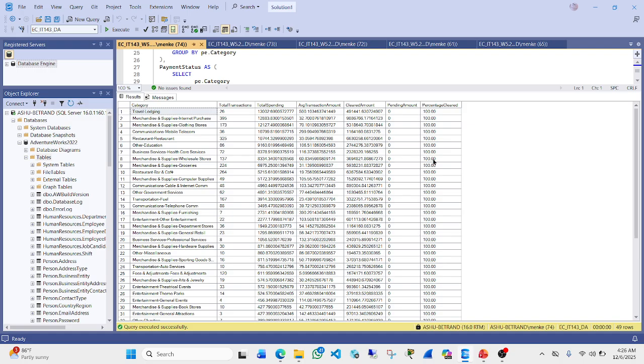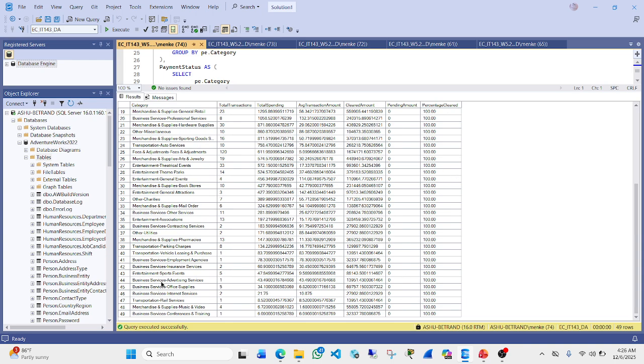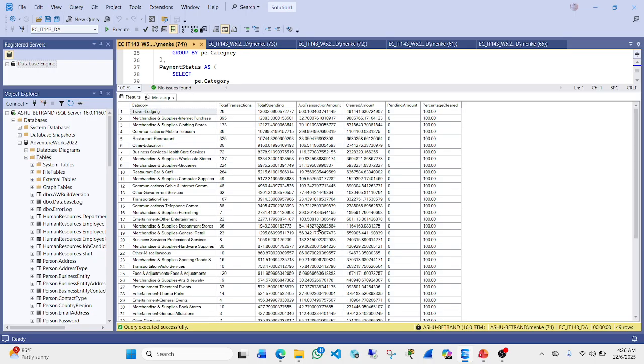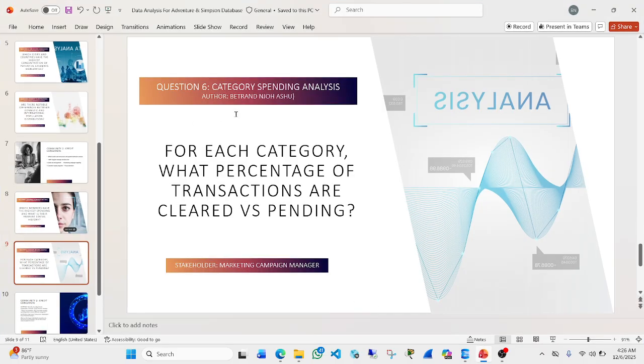So this helps marketers to focus on what? High value categories with good payment behavior. You notice that most of them are 100%. Other utilities, two transactions, same. Marketers can easily focus on that. Let's move to the next.